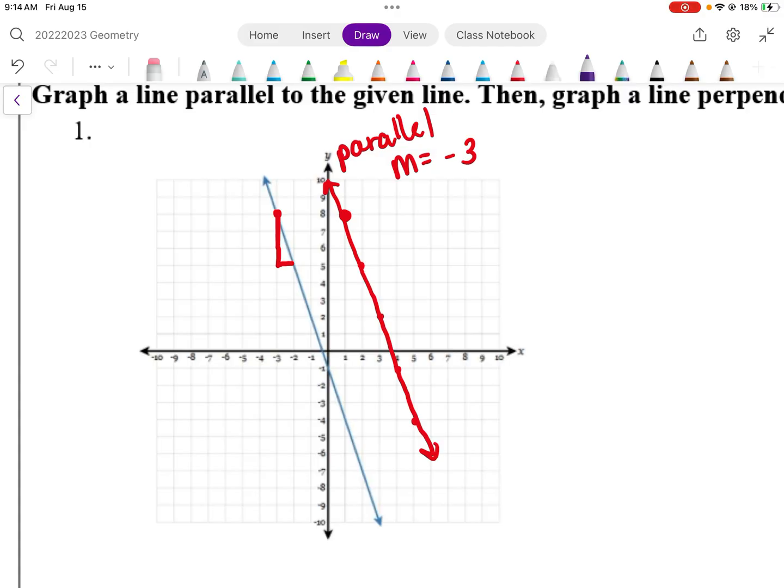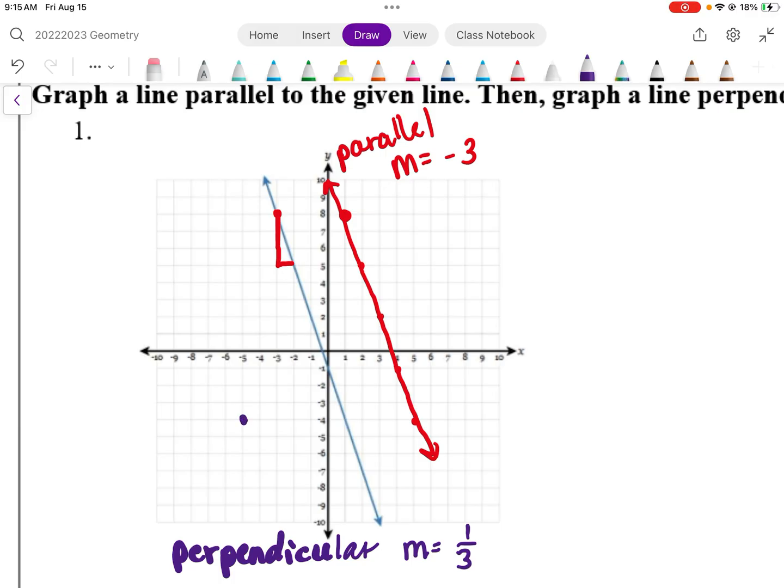Okay, let's do a purple line for our perpendicular one. So we want this one to be doing the opposite thing. Since our original slope went down 3 over 1, we want to go up 1 over 3. So I'm going to write, I don't like that pen, but that's okay, perpendicular. I want my slope to be positive 1/3.